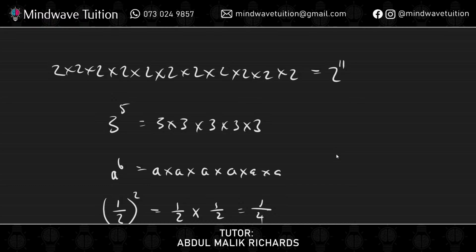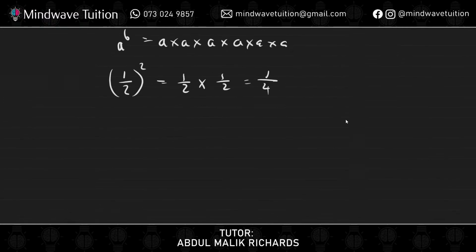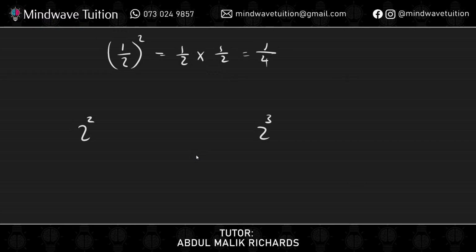Now, there are some special exponents that we need to look at. Specifically, the one that has a 2 and the one that has a 3. When we have anything to the power of 2, then it's just something that's being multiplied out twice. If it's to the power of 3, then this is going to be 2 times 2 times 2.